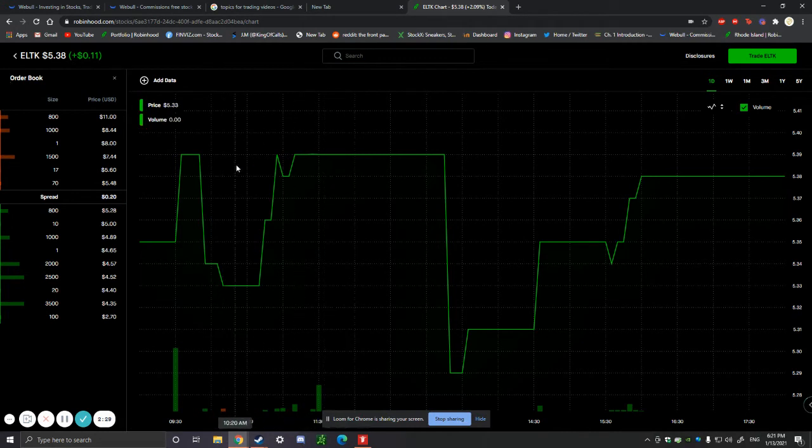Just make sure that with market orders you're trading a high liquidity stock, so a stock with high volume, or you're just being really careful with them. You buy one share at a time just to test the waters and see. The best way to do this with low volume stocks is a limit order.